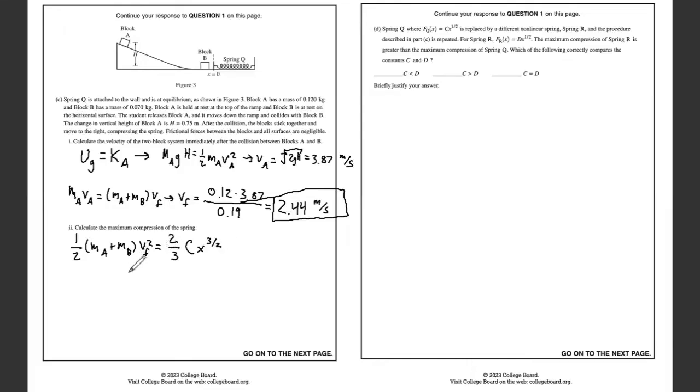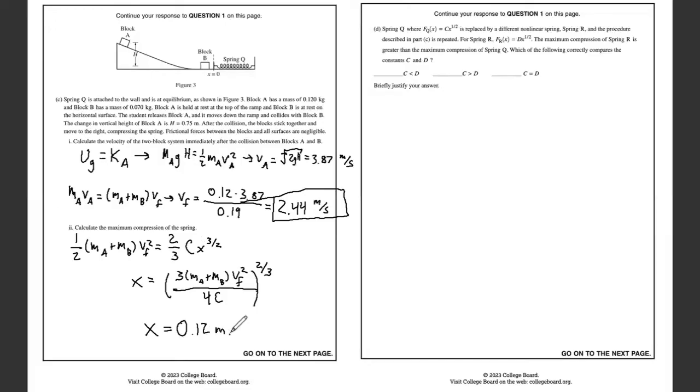The maximum compression. Therefore, if you solve this for x, you get that x is equal to some very nasty numbers, right? 3 times the sum of all of the masses, ma plus mb, times vf squared. Again, vf is the 2.44, not the 3.87, all over 4c. And that's not it, right? There's also a power on x, 3/2. So you take all of that to the 2/3 power. Talk about a bad number, right? What you should get is a compression of 0.12 meters.